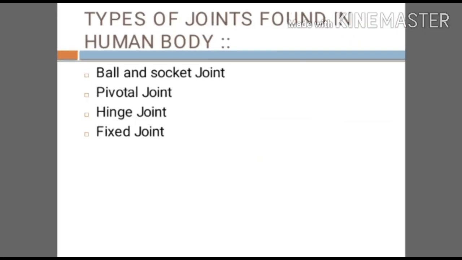Types of joints found in the human body. So the basic joints found in the human body are ball and socket joint, pivotal joint, hinge joint and fixed joint. So we'll study about each of these joints in this video.